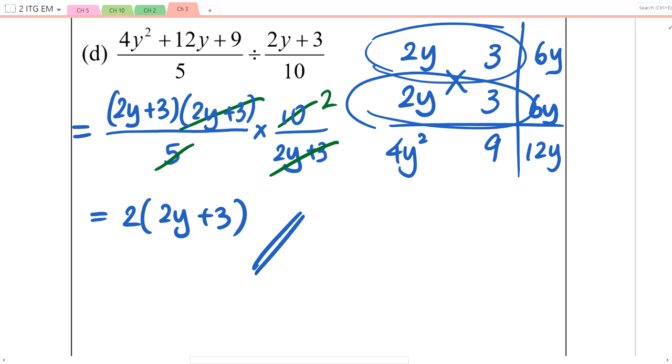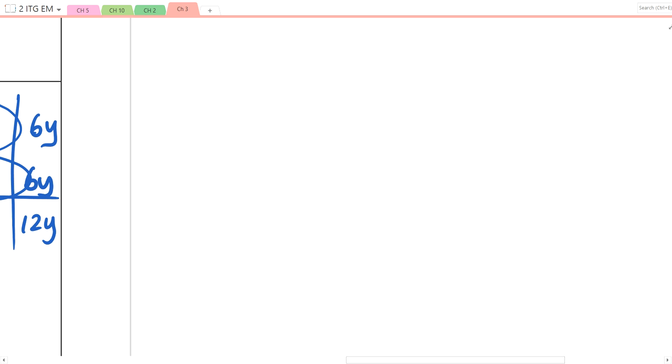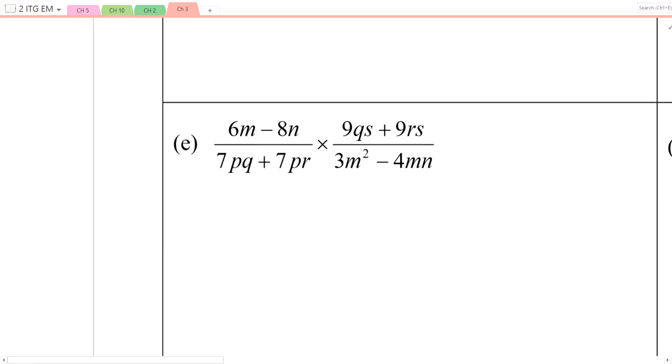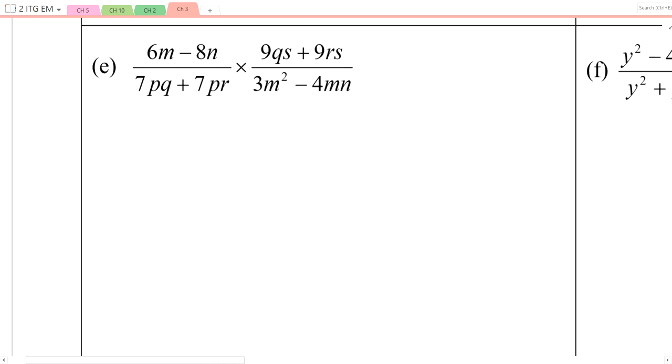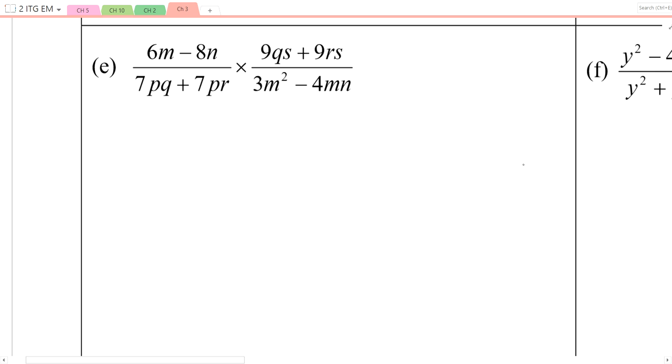Is it complex? No, it is not. We are just using whatever we have learned. And it's just 2 steps. Moving on, part E. Okay, this one doesn't require factorization with this. No need. Which means it should be easier. Let's take 1 minute for this.